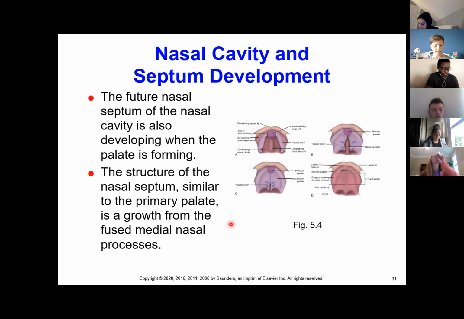The future nasal septum of the nasal cavity is also developing when the palate is forming, which I already said. The structure of the nasal septum, similar to the primary palate, is a growth from the fused median nasal process. So you can see here, there's your nasal septum, and it's all going to kind of fuse together into that palate. All those little pieces are all going to come together.